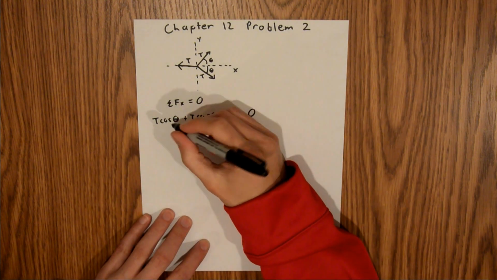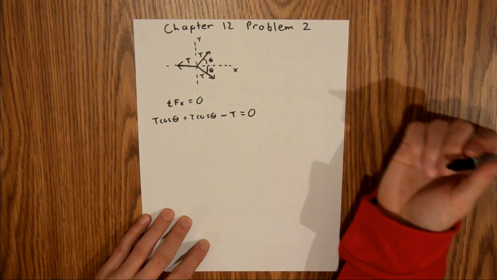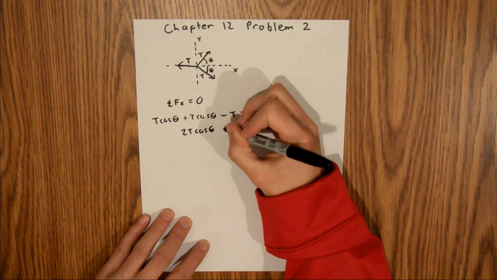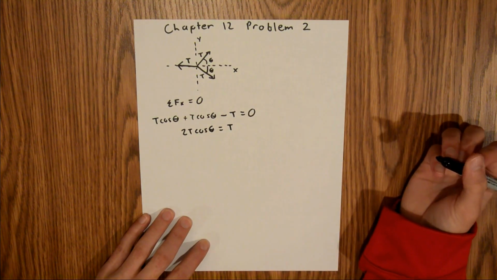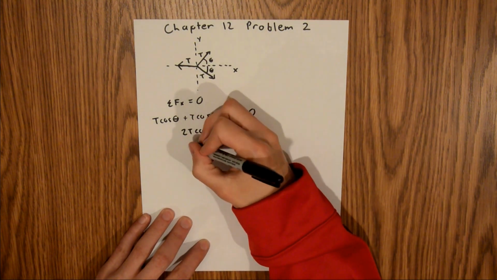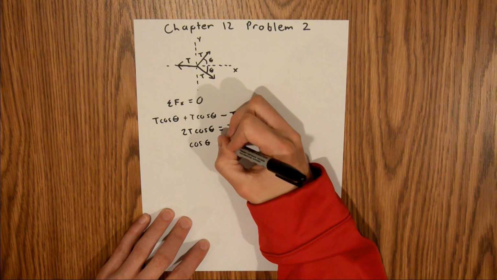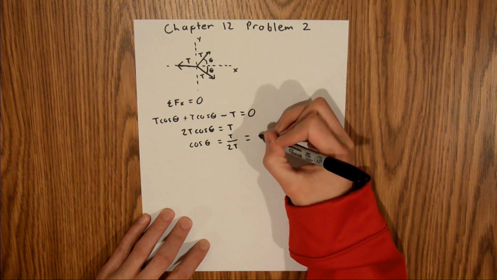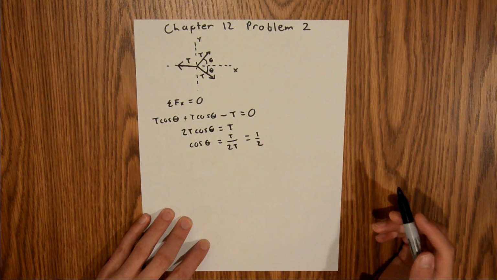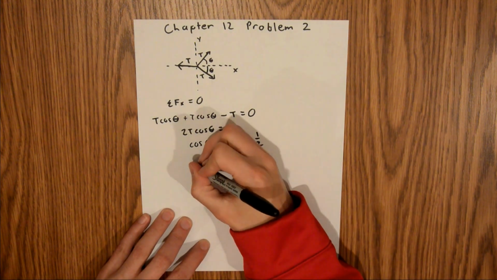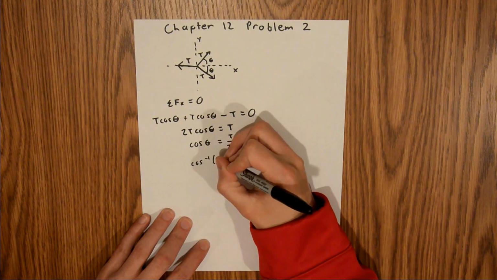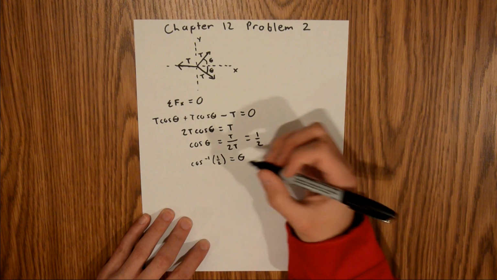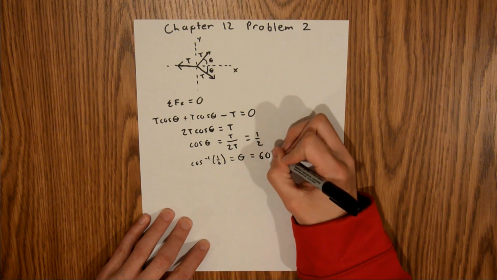And so we can add these two up and move this T to the other side, and so we have 2T cosine theta is equal to T, and then we can divide by 2T, so we get cosine theta equals T over 2T. Our T's will cancel and we just get 1/2. And so now we can find our angle by doing the inverse cosine of 1/2 equals theta, and so theta is equal to 60 degrees.